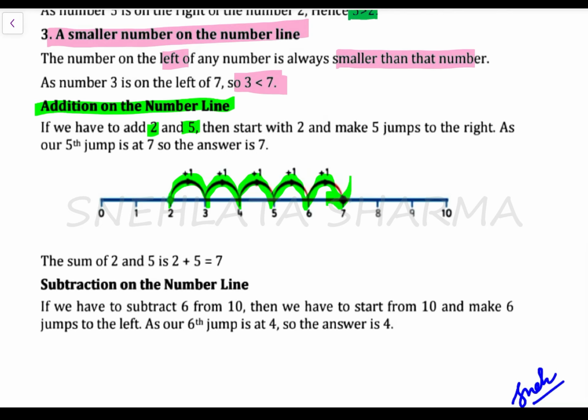After 5 jumps, we will reach 7 and so is our answer. The sum of 2 and 5 is 7. Next topic is subtraction on the number line. To learn subtraction on number line, again we will take an example.